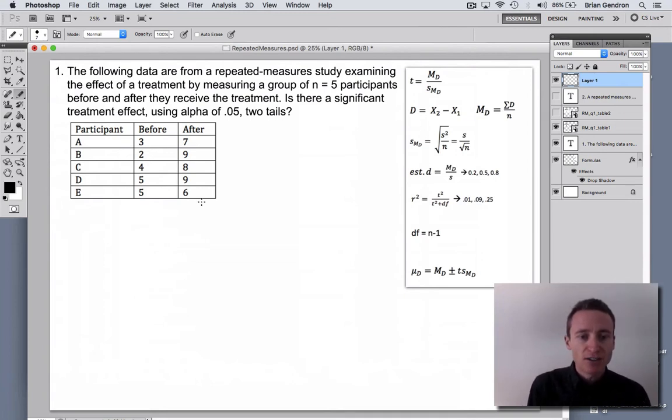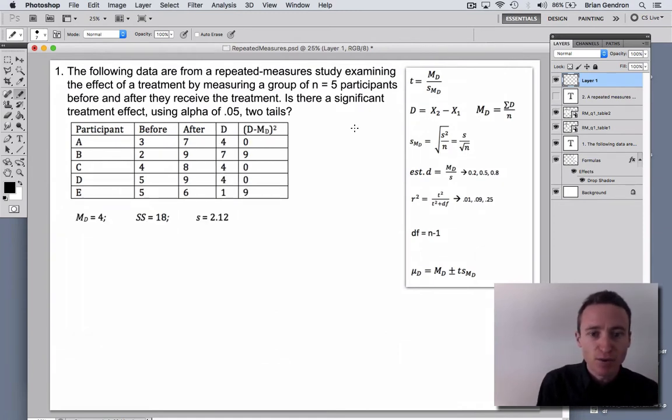And so we have the raw scores right here. And what you need to do is calculate some preliminary information. So going over here to the formulas, you see this formula right here for D. D stands for difference score. And that's calculated by the second score subtracting the first score for each individual participant. And then once you get all those difference scores, you can calculate the mean difference or the average difference among all the participants. So I've actually gone ahead and calculated that information for us.